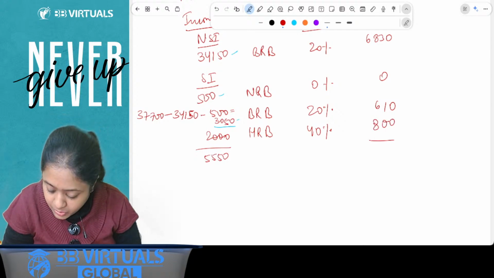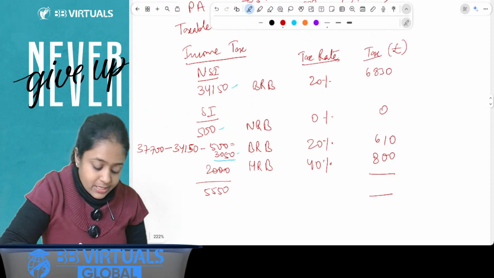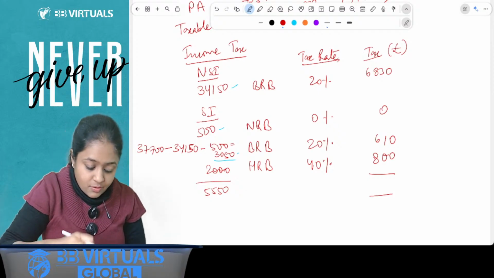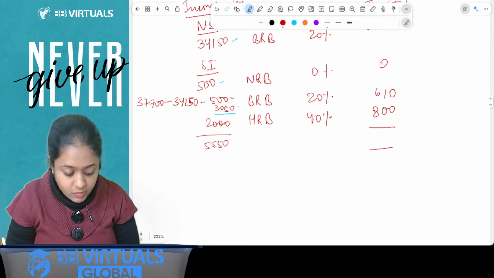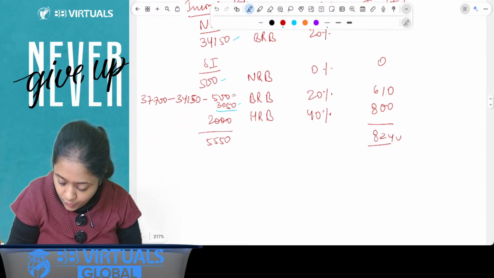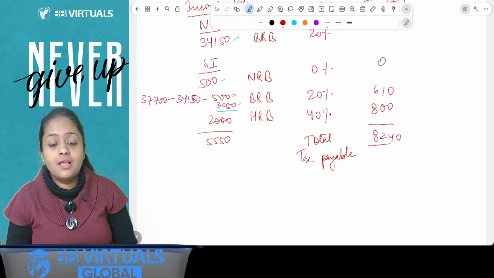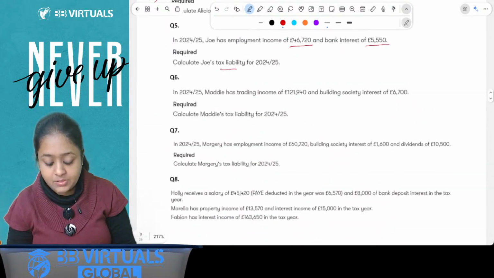Now you add up the two and you get your answer. So I get here 6830 plus 610 plus 800. So the total tax amount comes out to be 8240 is the total tax payable. I hope it is absolutely clear and you are clear and thorough with this concept.